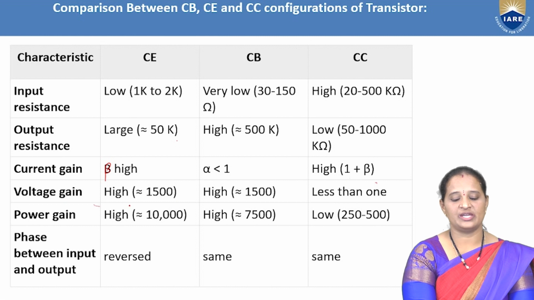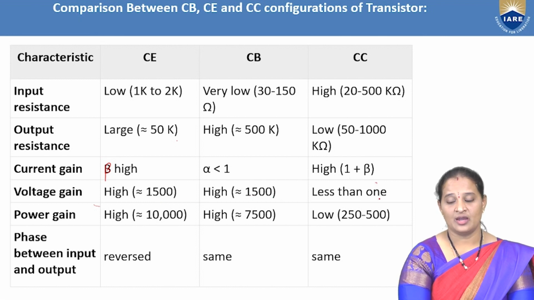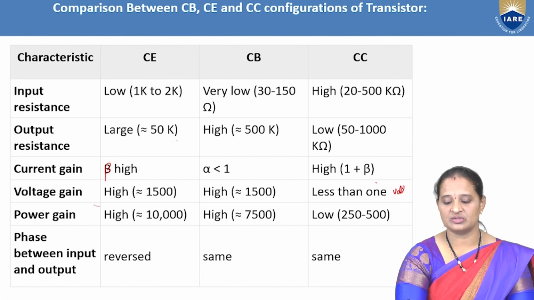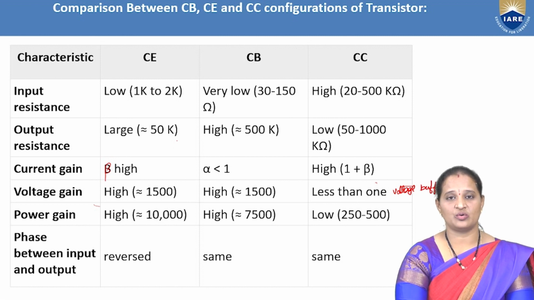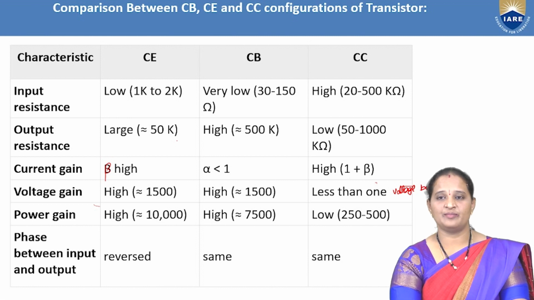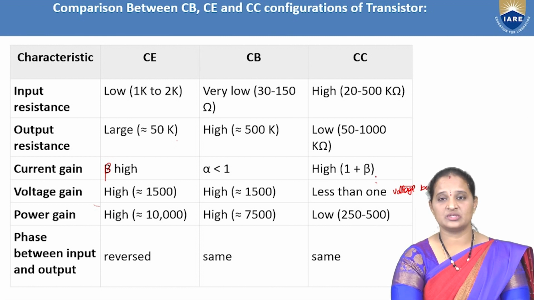And now coming to the voltage gain, it is high in common emitter configuration, up to 1500. In common base also it is high, 1500, and it is less than 1 in case of common collector. That is why we are going to use this as a voltage buffer. That means the output voltage is approximately equal to input voltage. So that is why we use the common collector configuration as a buffer.